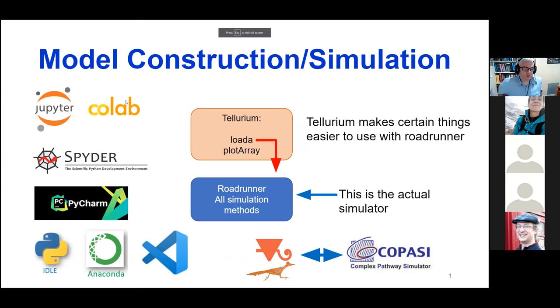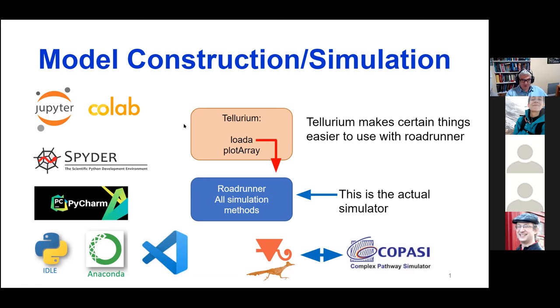So Tellurium runs on pretty much any Python system you want to use. Today we're using it on Colab, which uses Jupyter. You saw the screenshot of Spyder. I know some people use PyCharm. You can use it through Anaconda, which is a common way of getting Python working on the Mac. And this is the Visual Studio Code icon. That's rather nice because it's got a full debugger. If you're used to source level debugging, then Visual Studio Code is the one you want to use. For modeling I don't often find the need for that, but if you're developing Python code, it's really handy.